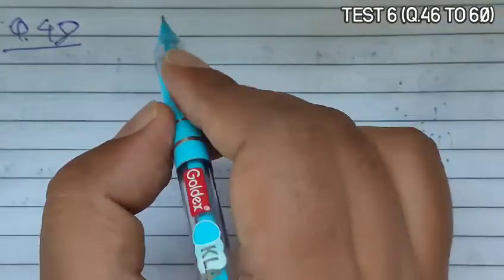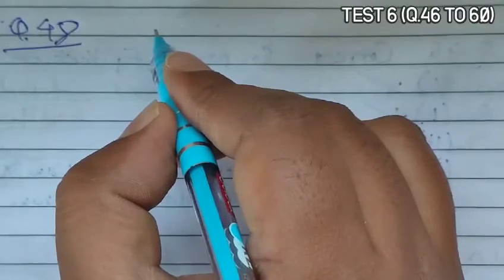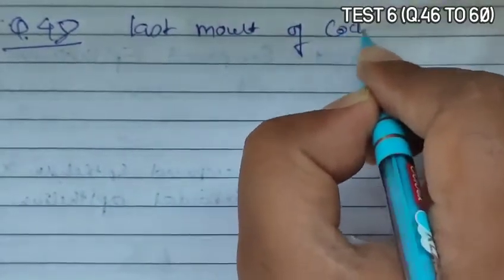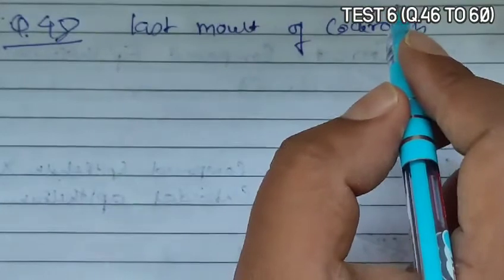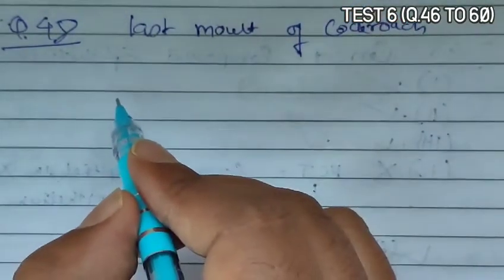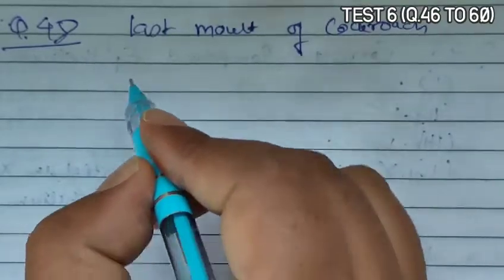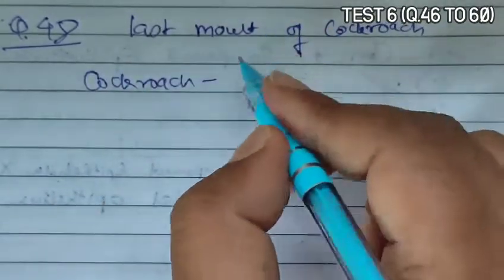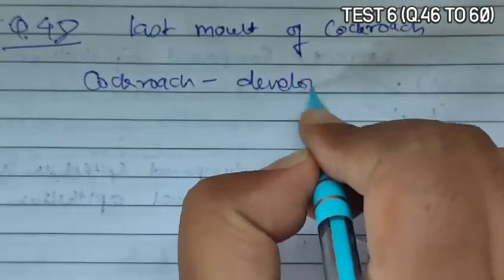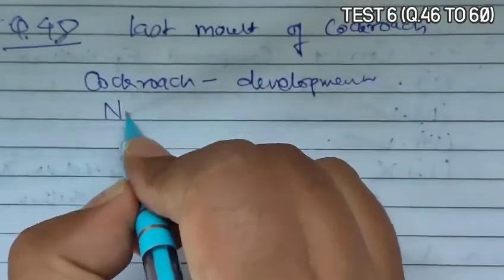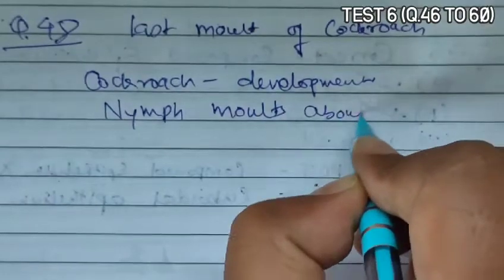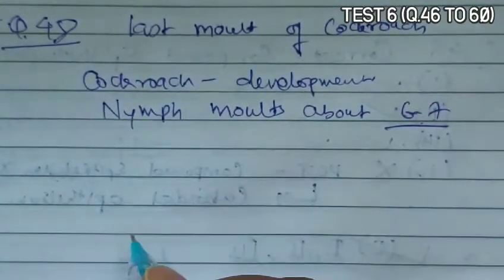Next is question 48. Question 48 asks what external changes are visible after the last molt of a cockroach. When the last molt of the cockroach occurs, what are the external changes which are visible after it? A cockroach undergoes some developmental stages, and in that the nymph molts about 6 to 7 times to reach the adult form.